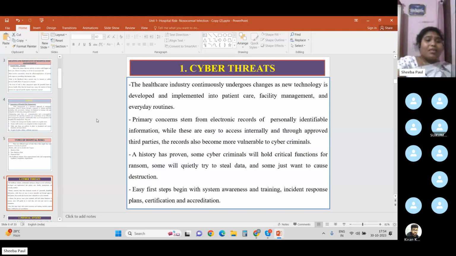And then moving on to the other threats, as I said in the introduction slide, the risks caused to hospitals. The five major risks, we'll see in detail. The first one is cyber threats. So what do you understand by cyber threats? Can you give me an example of cyber threats?